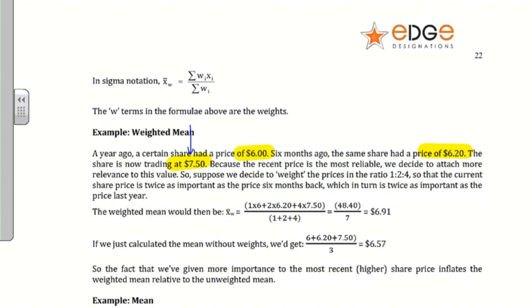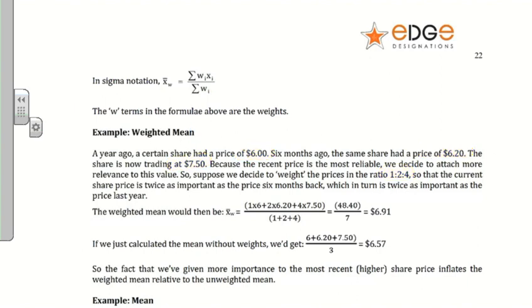The question then says, and obviously we always try to weight things based on the most recent observations, please weight in the ratios of 1 to 2 to 4, such that the current price is 4 times as important as the price last year. What we do is, I'm just going to change my colors over here so we can see it nice and clearly.